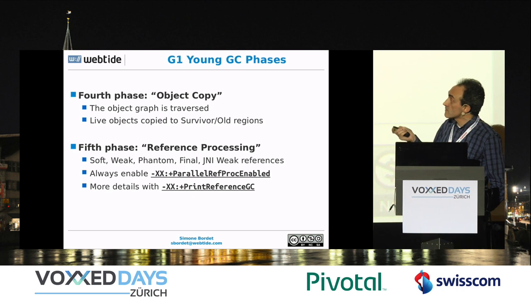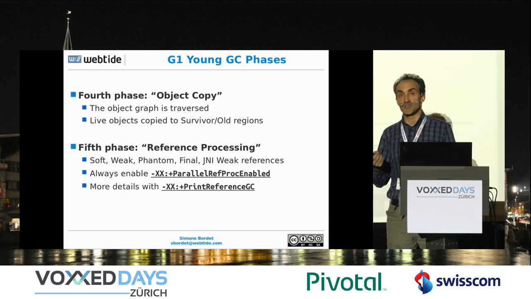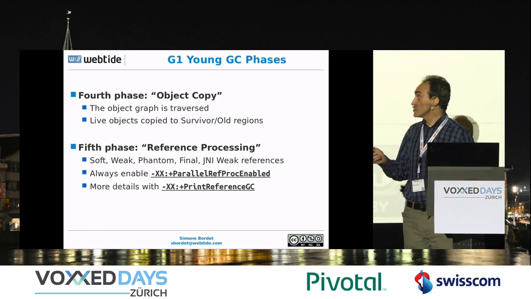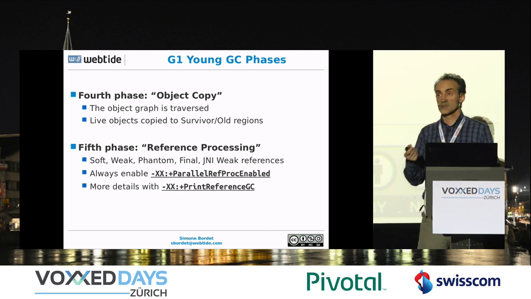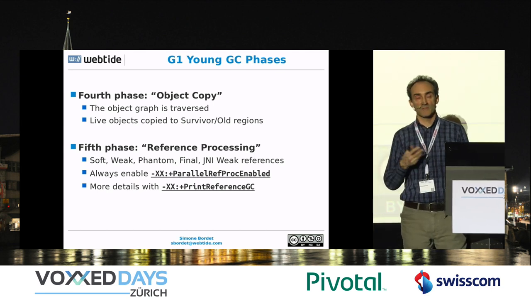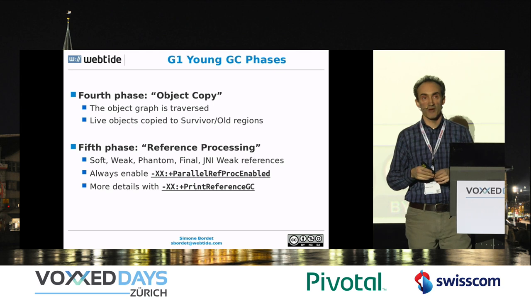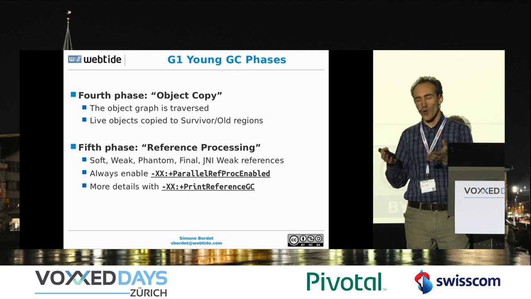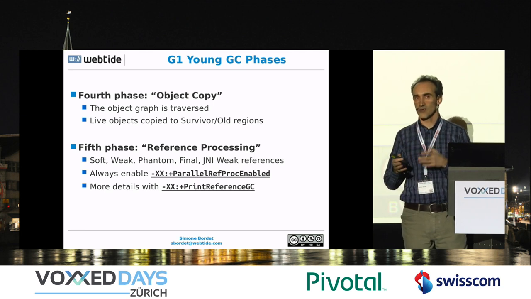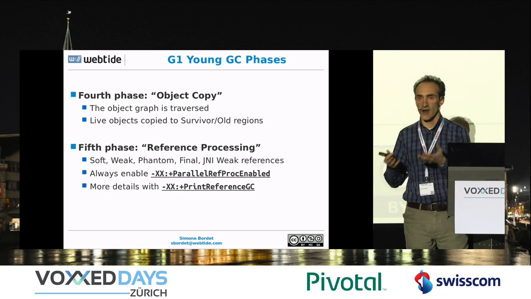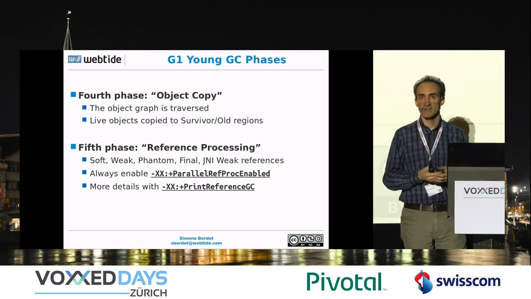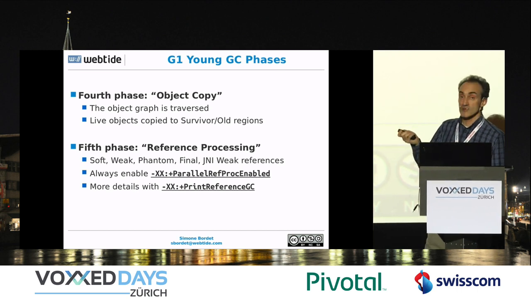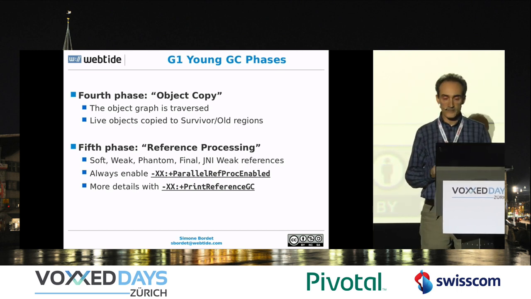And you can also add the switch in order to get more information about, for example, how many references G1 has processed. This could be very interesting information, because it depends on the heap size, but typically if you have very large numbers, like in the millions of references, then probably you have a problem in your application, or there's a library that's allocating a lot of weak references that are immediately thrown away. Because this operation is costly, you want to try to minimize it.